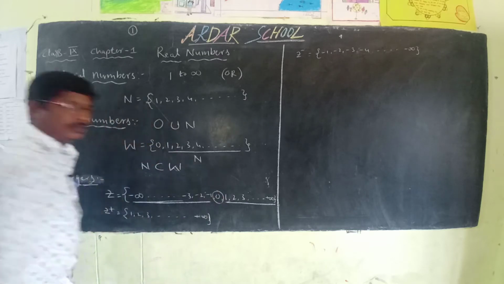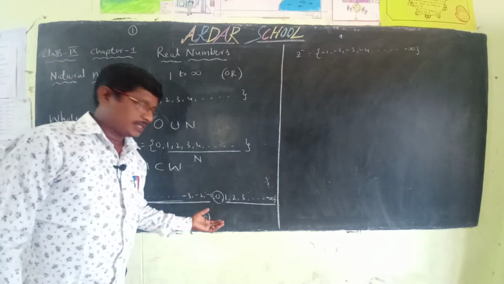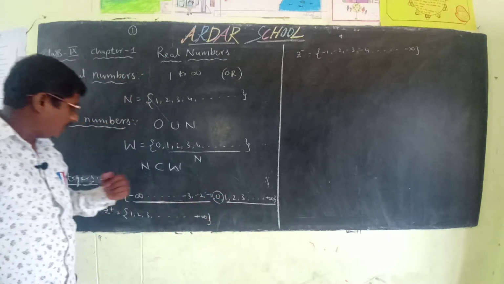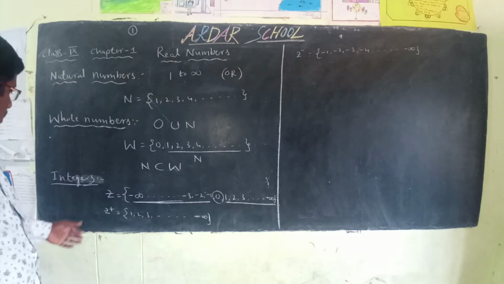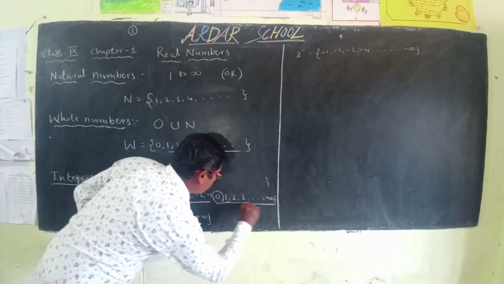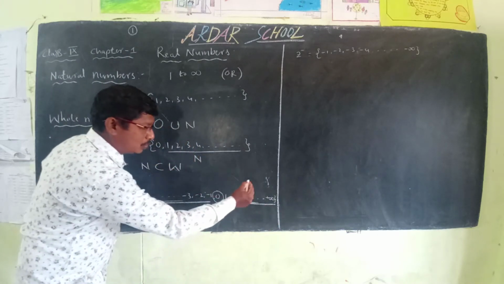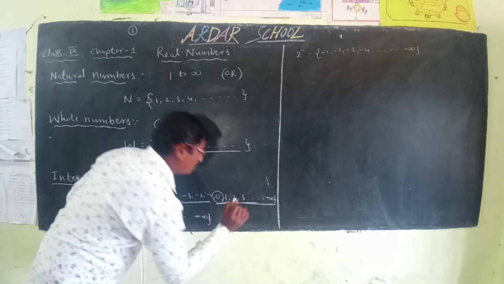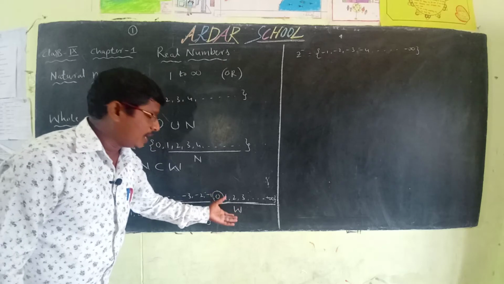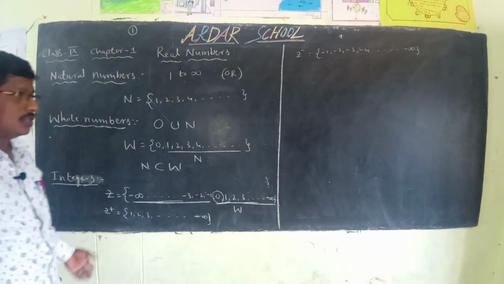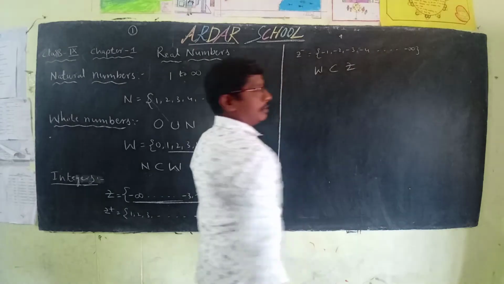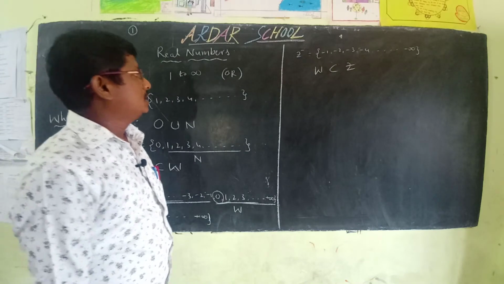What about 0? 0 is neither positive nor negative. Next, here observe the integers. These are whole numbers: 0, 1, 2, 3 and so on. Every number of whole numbers is a number of integers. So W is a subset of Z.